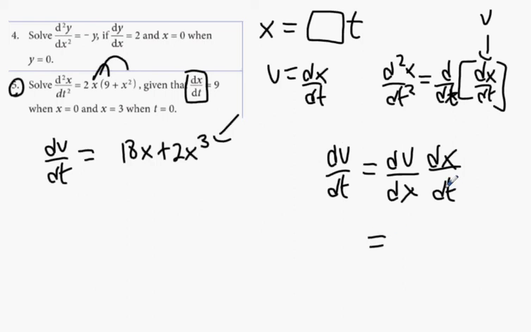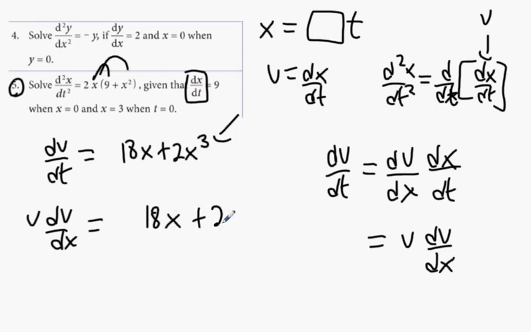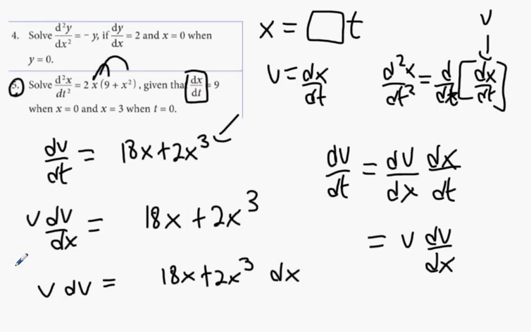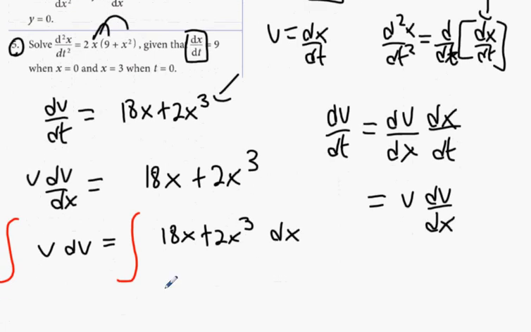Okay? So what is dx dt? V. So it becomes phi dv dx. So phi dv dx ends up to be 18x plus 2x cubed. Cross multiply: phi dv equals 18x plus 2x cubed dx. Integrate both sides. And how when we integrate? X on top, phi on the bottom. 9 on the bottom for v, and 0 on the bottom for x.